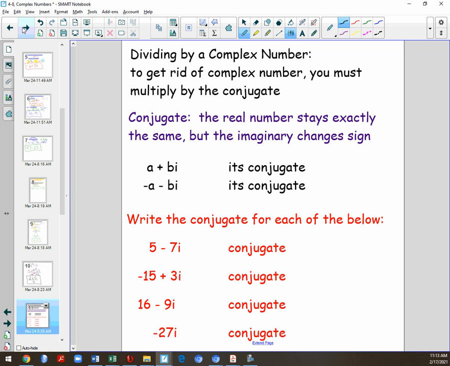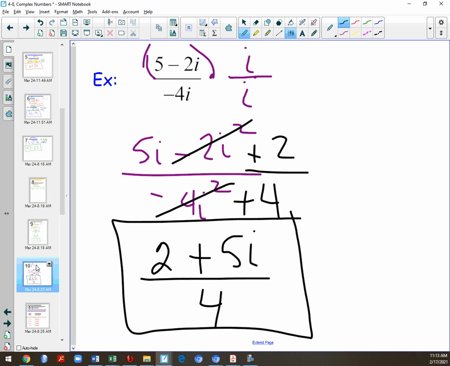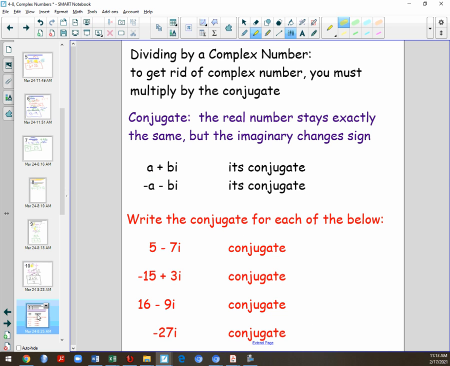Keep going. Now, what we did before is we divided by just simply a monomial expression, which means I am just dividing by one term. There's no addition or subtraction at the bottom. Well, what happens when you're dividing by a complex number that has a real and an imaginary part to it? What this means is you have to multiply by the complex conjugate.